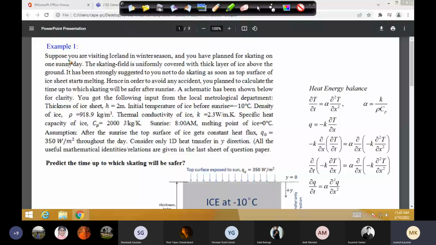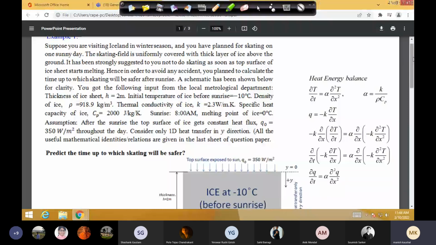So, this is a real life problem. I have given this sometimes in the exam, so you can expect a similar kind of problem, maybe 2 years back or 1 year back, I don't remember. First I have described the real life phenomena. Now see how, as an engineer, we can model it. A schematic is shown below for clarity. Now I'm just modeling it.